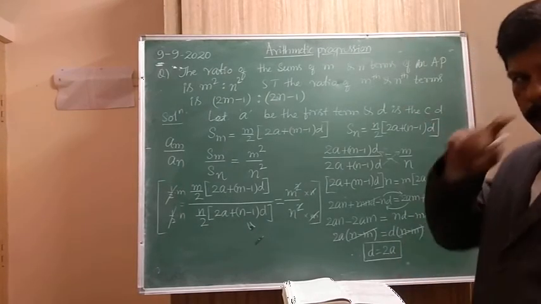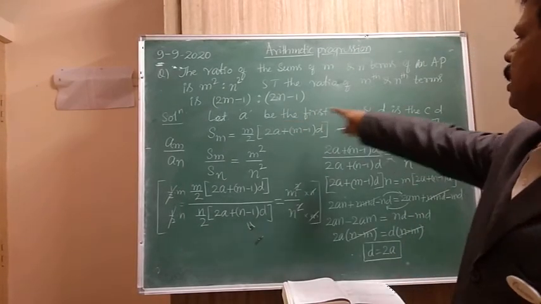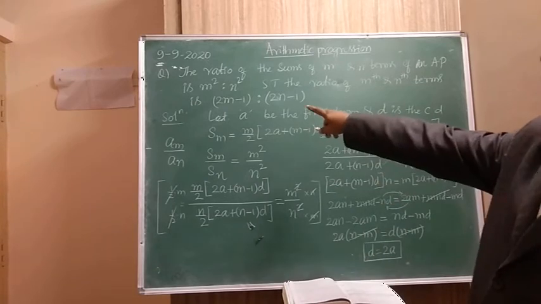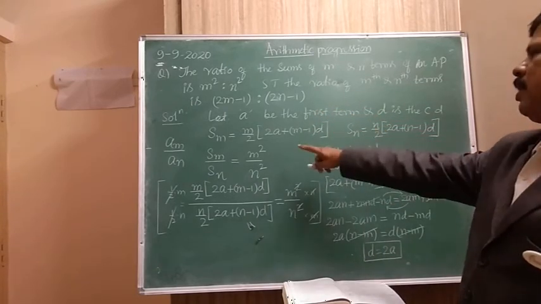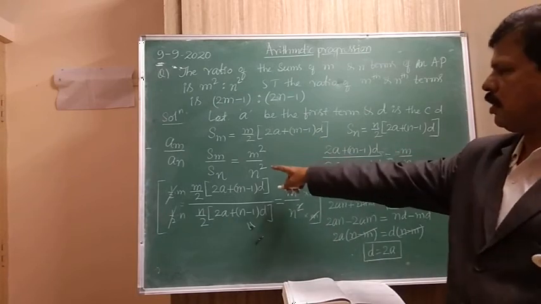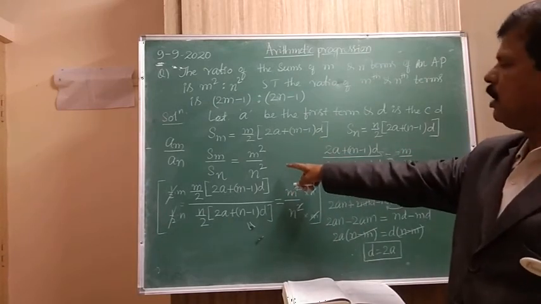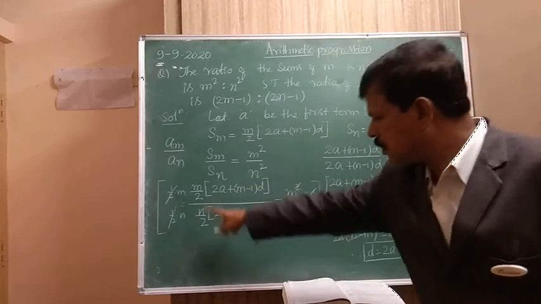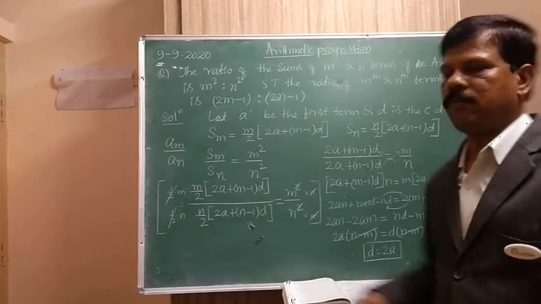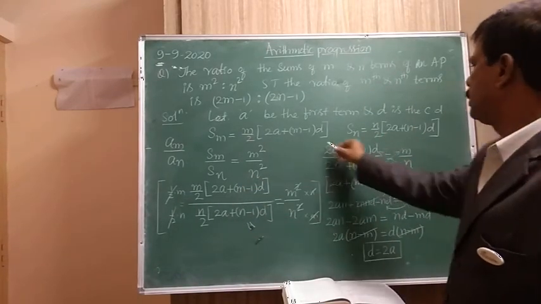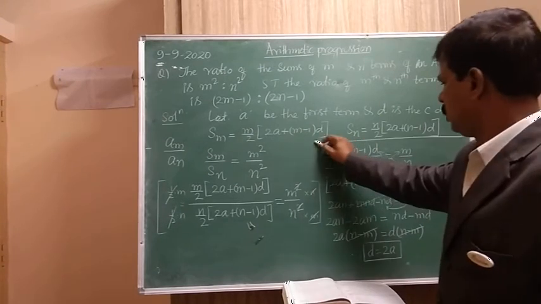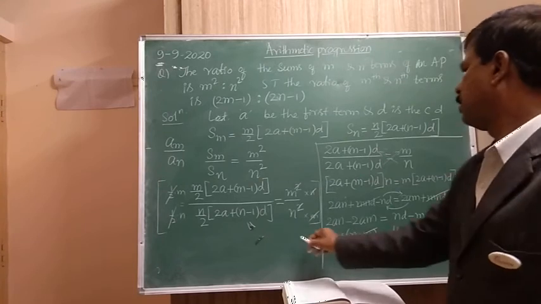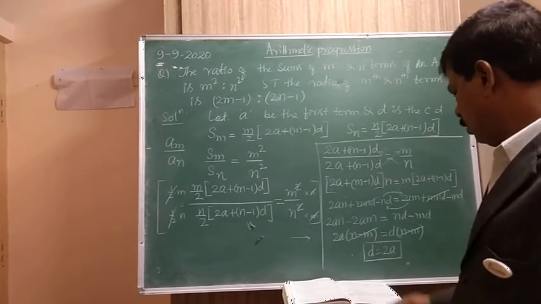Are you followed? Look at that once again. We took the sum to m terms and sum to n terms, using the formula, and then wrote down the statement they gave. The main thing here is cancellation. Then you will get it like this. This is the first part and this is the second part. Now I am rubbing this.